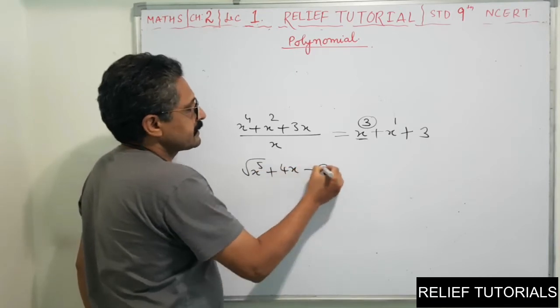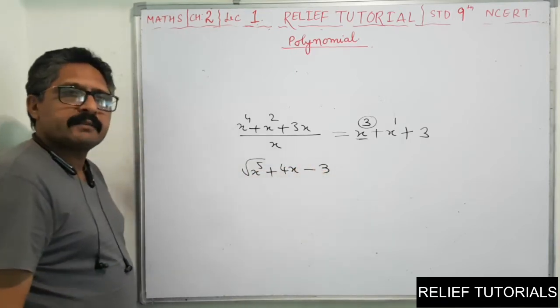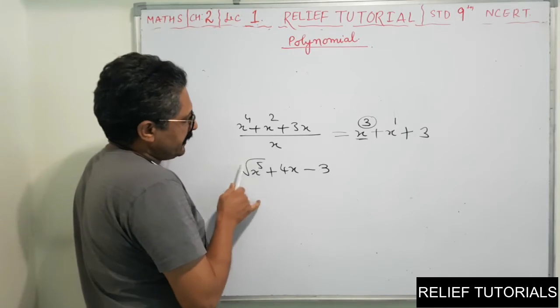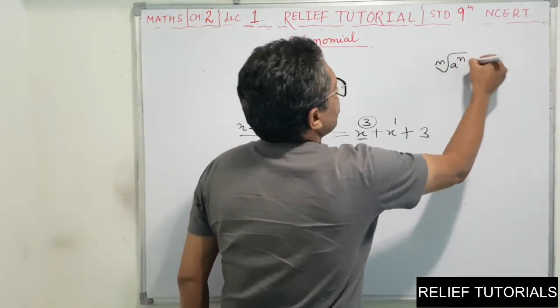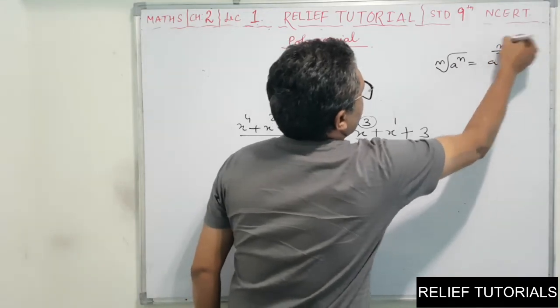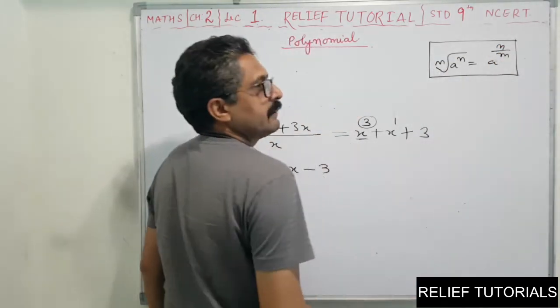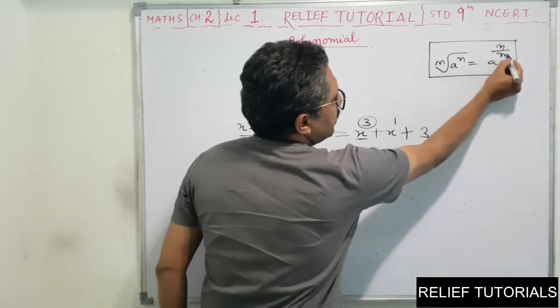If you want to discuss a few more examples, I can say root x raised to 5 is 4x minus 3. What do you see? Is it a polynomial? See here, x raised to 5, here it is 2. So I told you one formula, if you know that m root of a raised to n is equal to a raised to n upon m. This is the identity you have to remember. Whatever is in the root will be in the denominator.